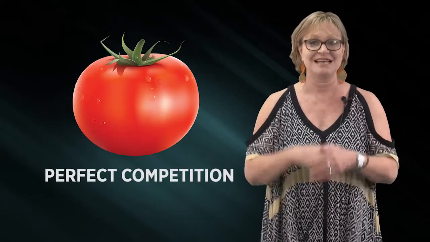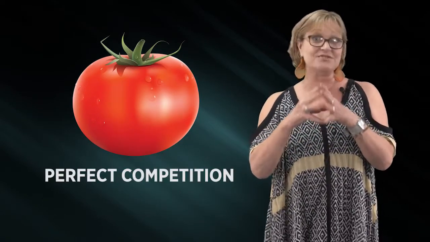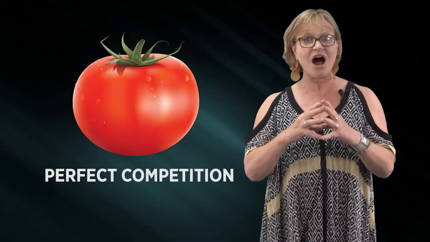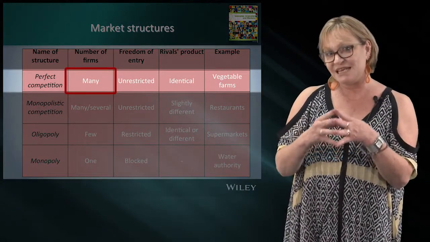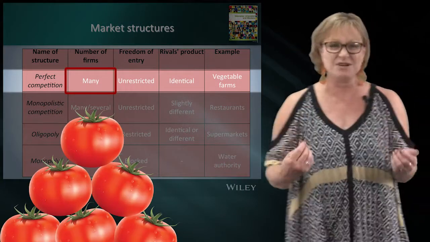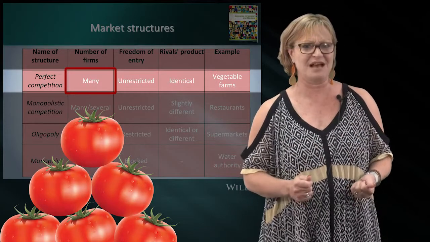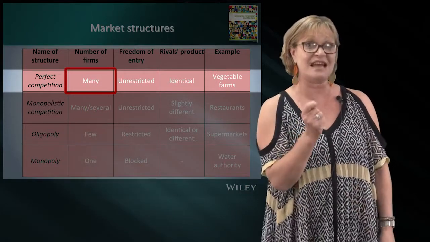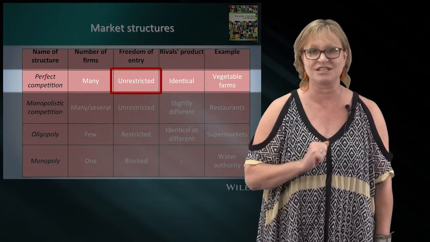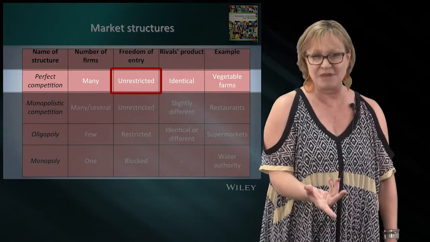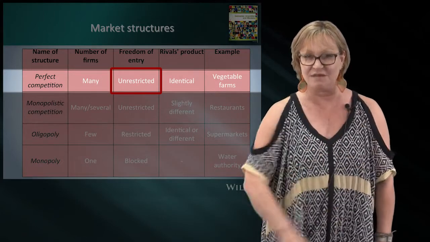Okay, tomatoes are an example of the first type of market structure I want to introduce you to. That is perfect competition. So let's have a look at the characteristics of perfect competition, and I'm a tomato farmer. There are many firms in my market. In other words, pretty much anyone can grow tomatoes, which is typical of another characteristic of perfect competition: freedom of entry, it's unrestricted. I can even throw a few seeds in my compost bin and voila, over time I will have tomatoes.